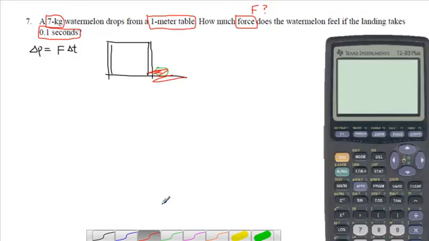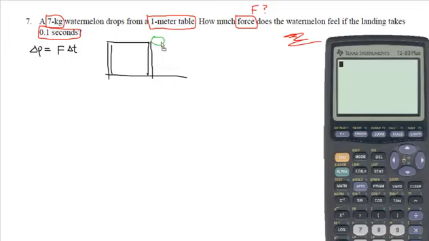So the watermelon, at the very bottom of this drop, starts at 0, goes down, and then right there has a lot of momentum. Because the ground gets in the way, the momentum disappears in a small amount of time, so this thing is going to feel quite a lot of force. The problem is not about going from up here to here.